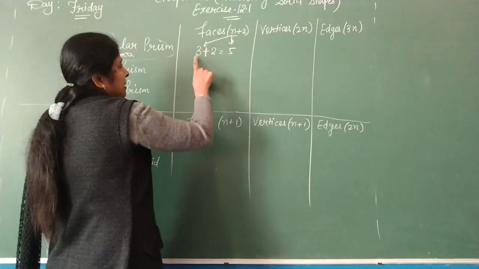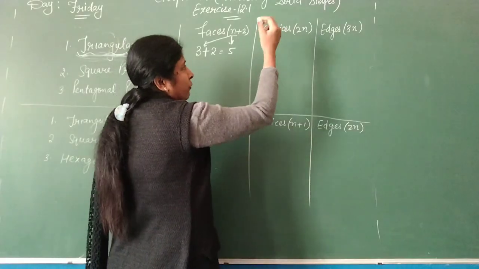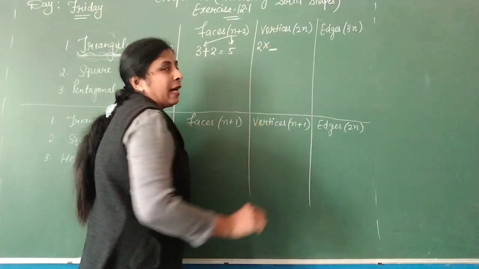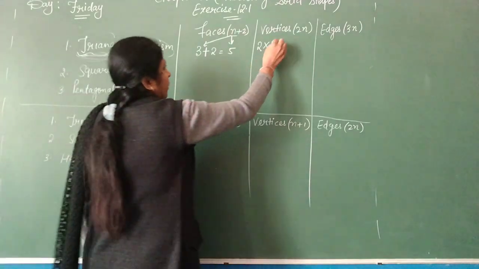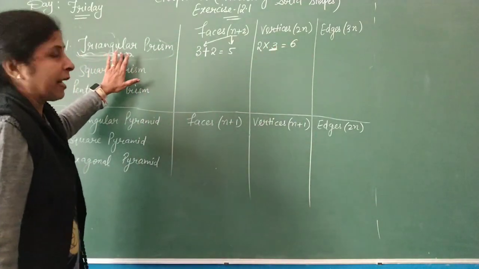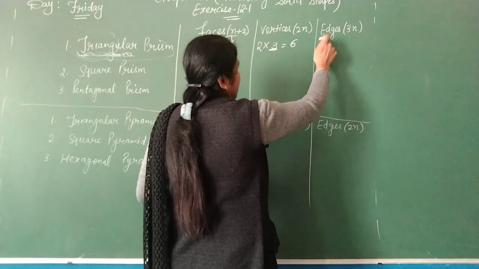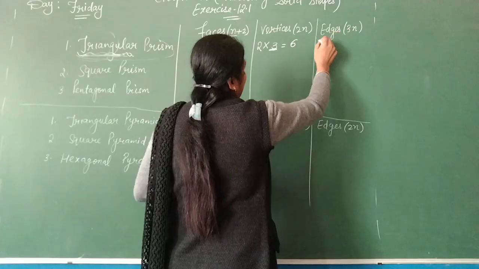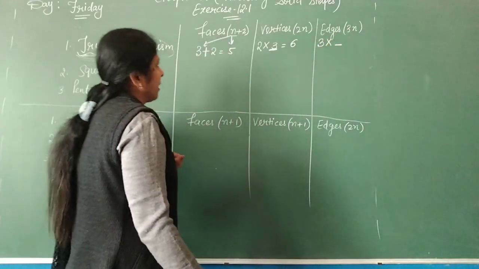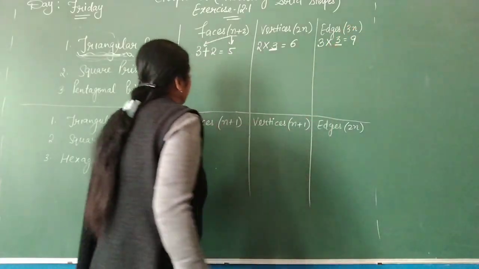The formula for faces is n plus 2, so number of faces is 3 plus 2 is equal to 5. And vertices, what about vertices? 2n. 2n means 2 multiply n. And what's the value of n here? 3. How can you say value of n is 3 here? Because in triangle there are 3 sides. Number of edges we can find by the formula 3n. 3n means 3 multiply n. What is n here? 3. 3 multiply 3 is equal to 9.